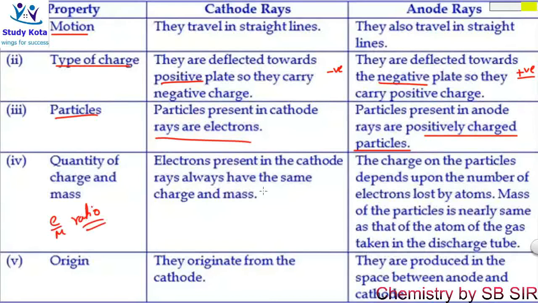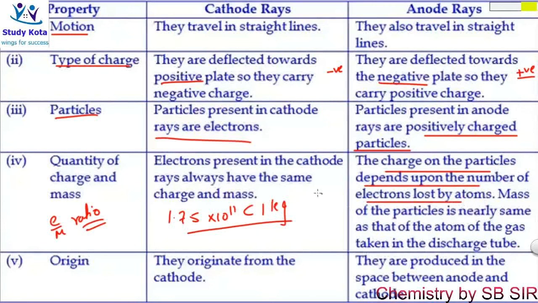So for the e by m ratio, electrons always have a fixed e by m ratio, that is 1.75 into 10 to the power 11 coulomb per kg. Electrons have a fixed ratio of charge to mass, but for anode rays, this charge to mass ratio depends upon the number of electrons the atom has lost.